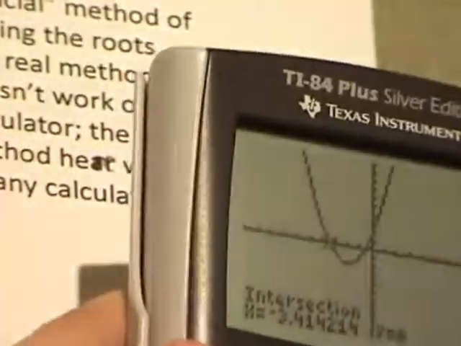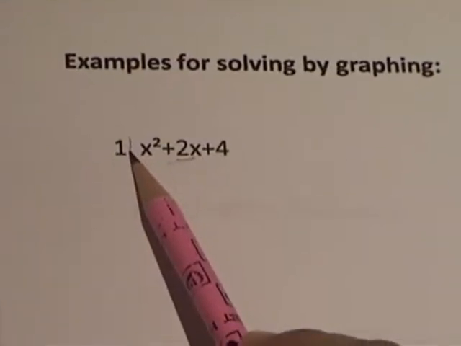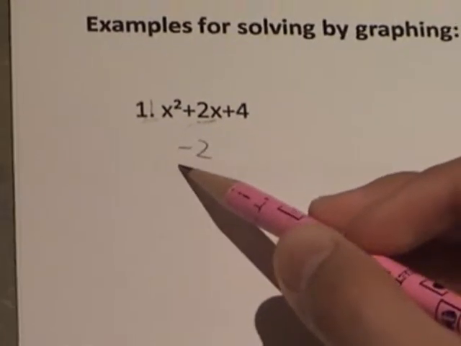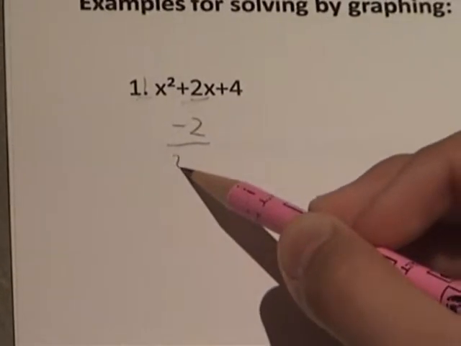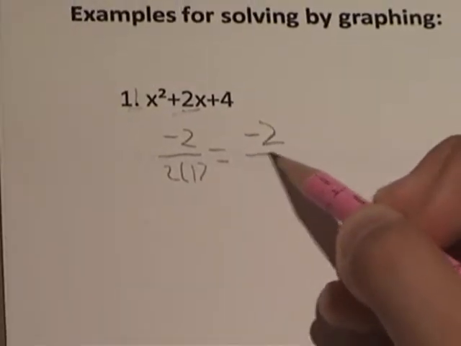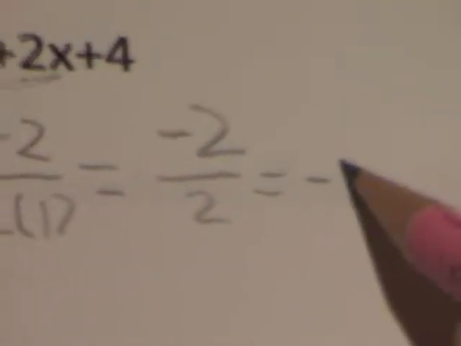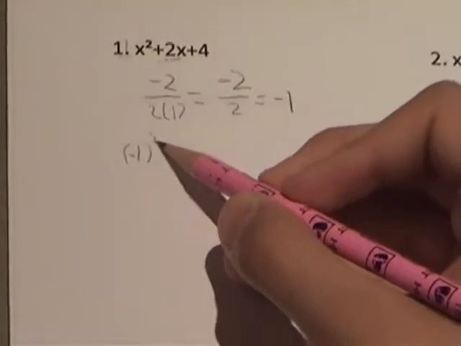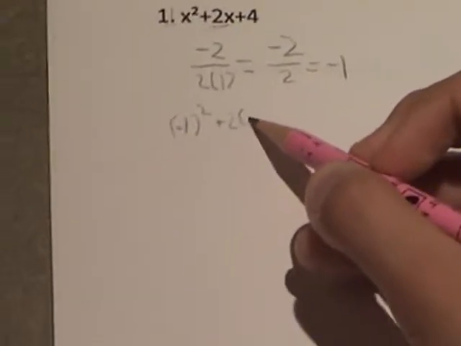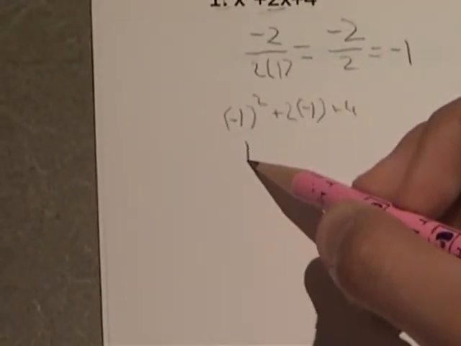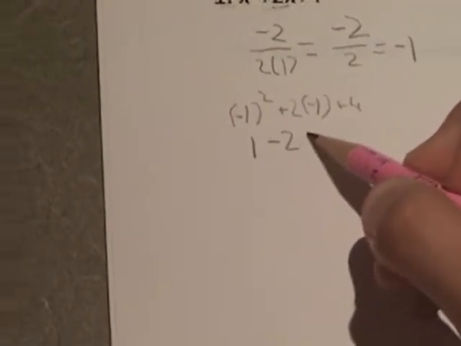And it'll give me another value. Imaginary 1 in front of the x, that's your a term. So negative 2 over 2 times 1. That equals negative 2 over 2, which equals negative 1. Now plugging this back in, negative 1 squared plus 2 times negative 1 plus 4. Simplified, that's 1 minus 2 plus 4.